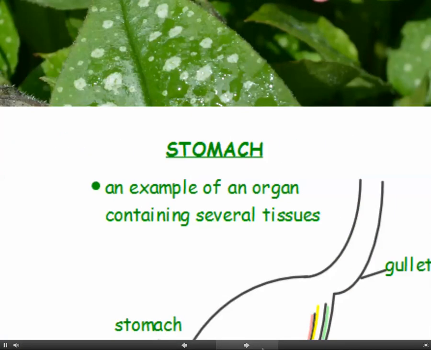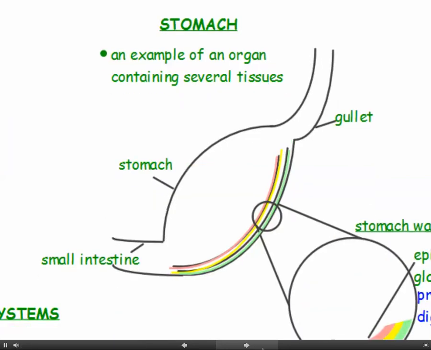Now an example of an organ containing several tissues is the stomach. Now you can see here the stomach is basically a bag-shaped organ. Food enters it from the gullet and it leaves via the small intestine, and there are several layers of tissue in the stomach wall.